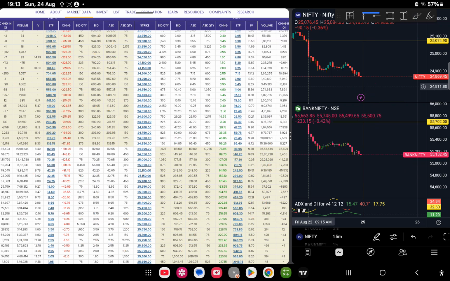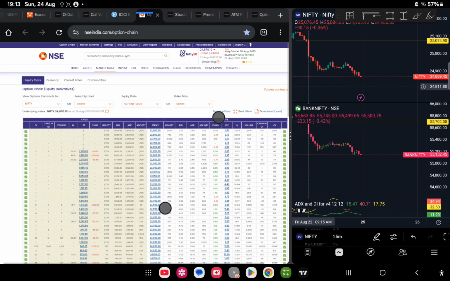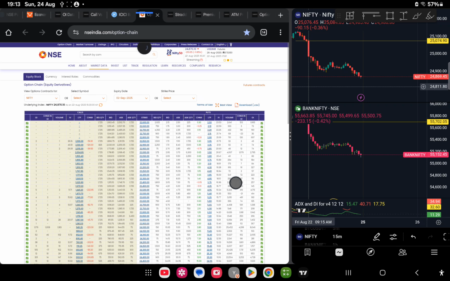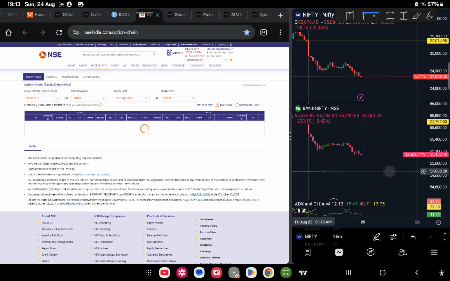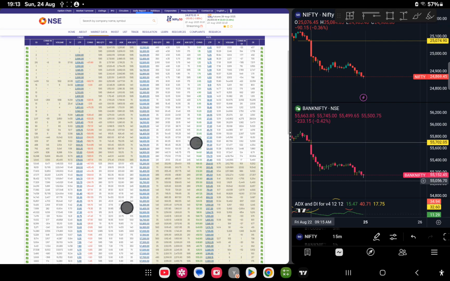Okay, now we'll move on. We'll quickly move on to the next expiry and check what's happening. So this is the next expiry stats. Not much of a big move. The same. Okay, now we'll go to Bank Nifty. When you check Bank Nifty open, it's 55,600. We'll keep 55,600.